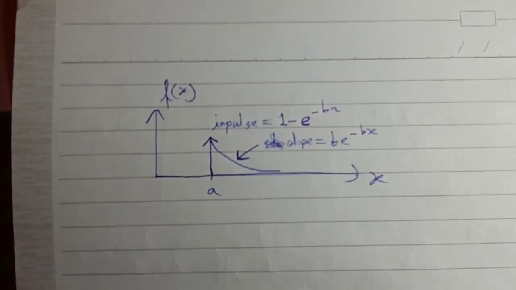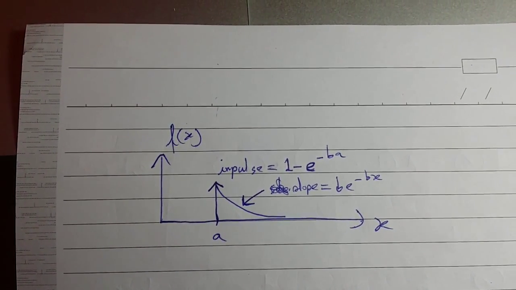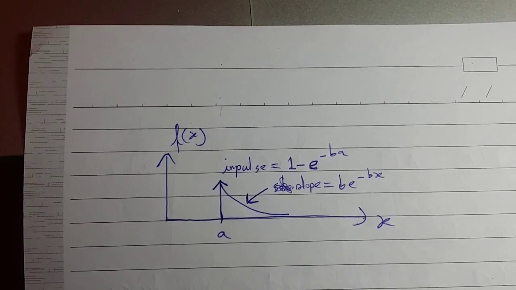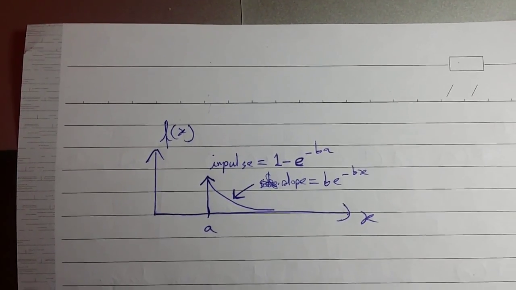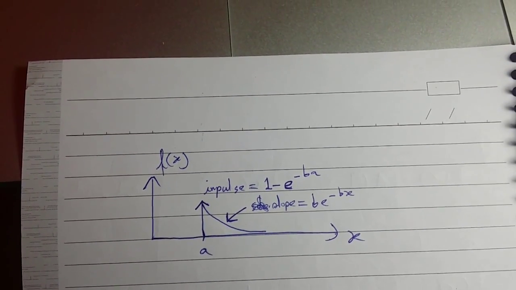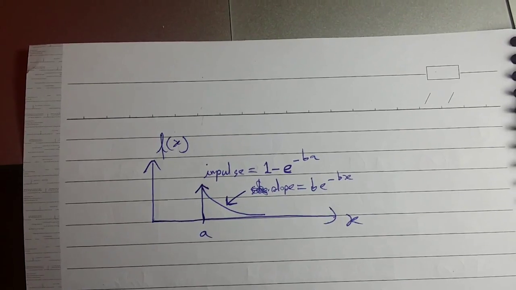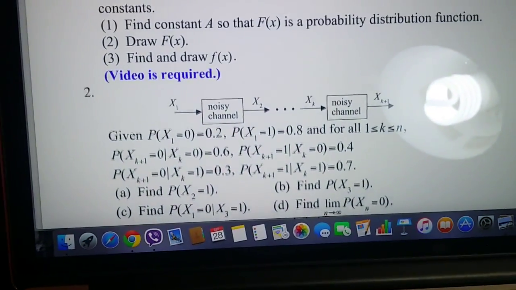and this is the shape of the graph with one impulse at x is equal to a, and the value of the impulse is 1 minus e to the power minus b into a, and then there is a slope connecting with that impulse, and it has a shape of b times e to the power minus bx. Now we have the second math.